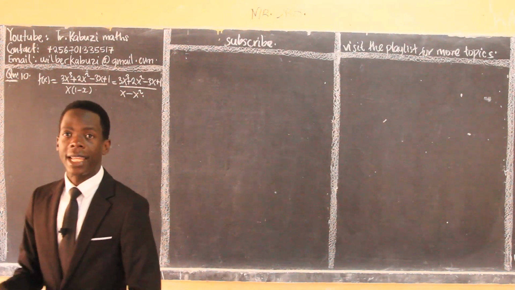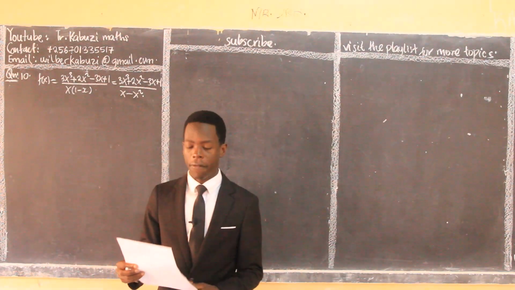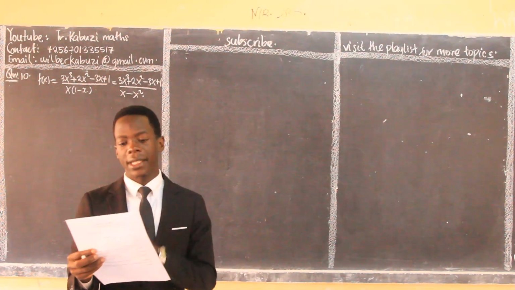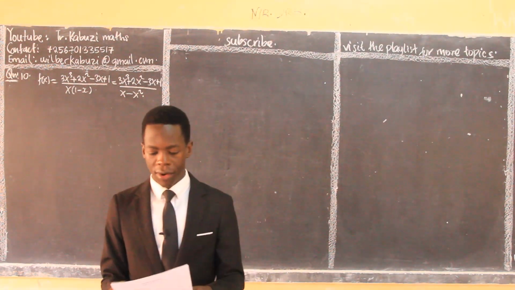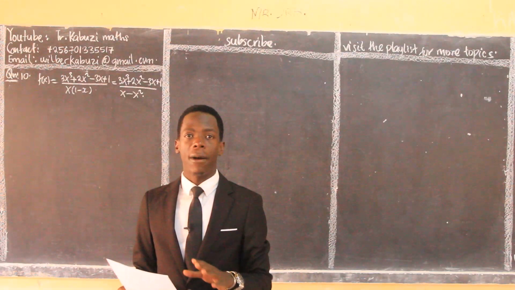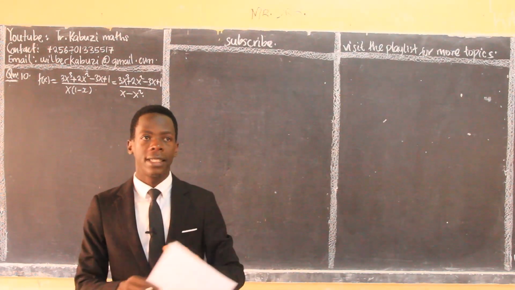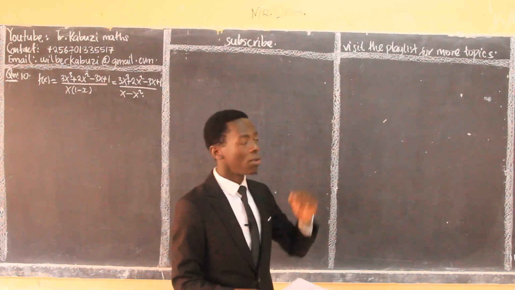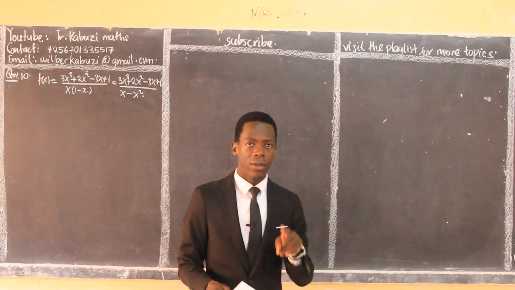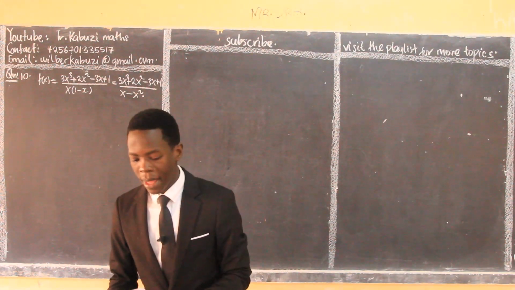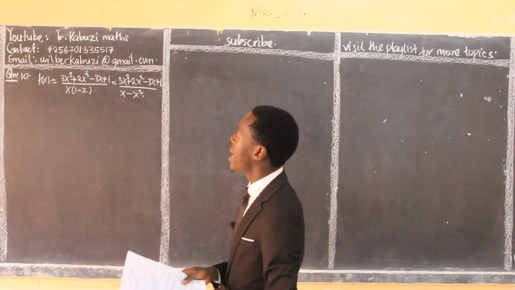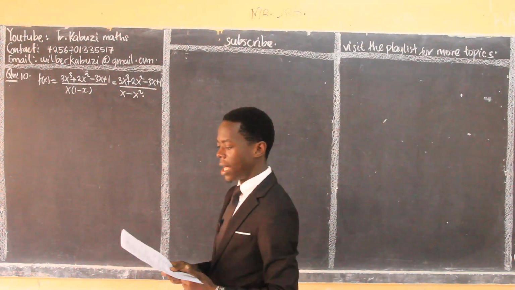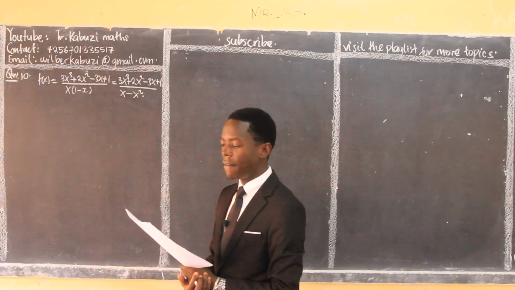When we come to our number 10, it was coming from partial fractions. It was saying express f of x into partial fractions and hence find the integral of f of x. If you want to see the detailed part of partial fractions, you go to the playlist and scroll down until you find partial fractions. But what we have here, the question is there at the start of the video, it says f of x equals to that. Now, you see, first of all, it's improper.